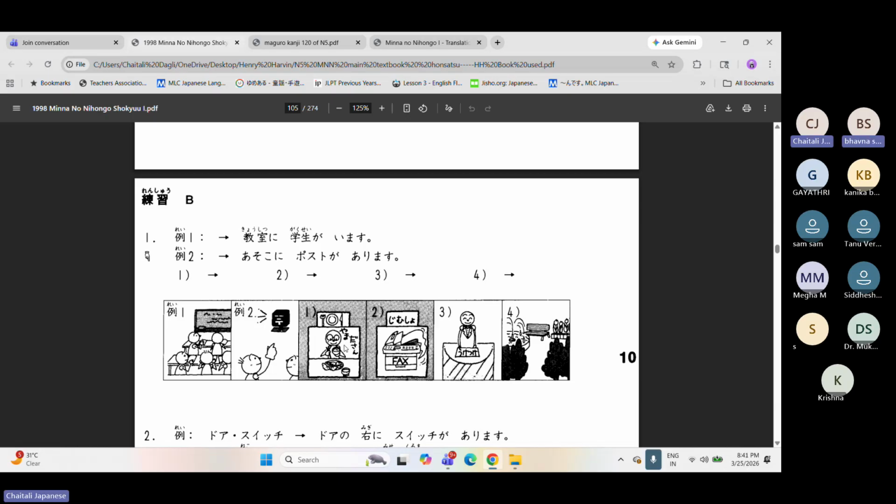We have trees in the park. Koen ni ... ga arimasu. There are trees in the park. Are we clear with the first exercise?